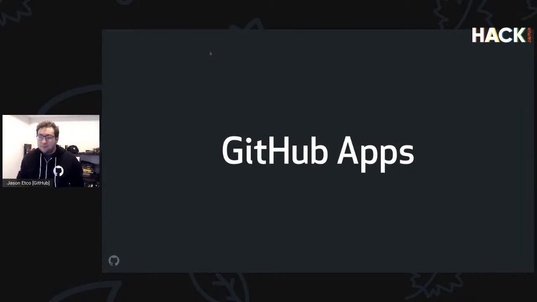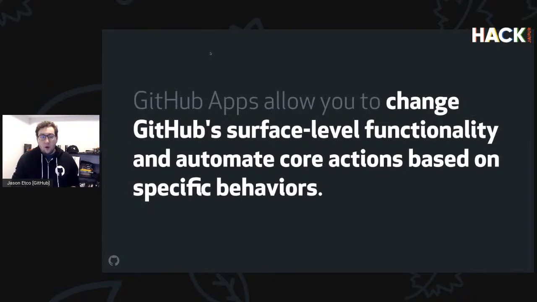So GitHub Apps, what are they? They are a mechanism for integrating with GitHub. So GitHub has this huge API, gigantic list of webhooks that we'll talk about more later. But they're basically a way for you to change GitHub's surface level functionality and automate core actions based on specific behaviors. So all that means is when something happens on GitHub, you can do something else. So one of the most simple examples is when somebody opens a new issue, you can comment on that issue automatically because robots can do anything, right?